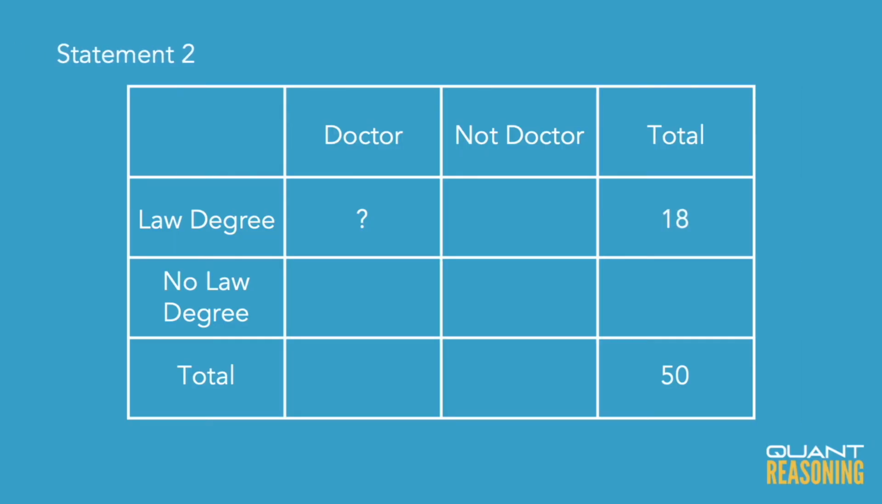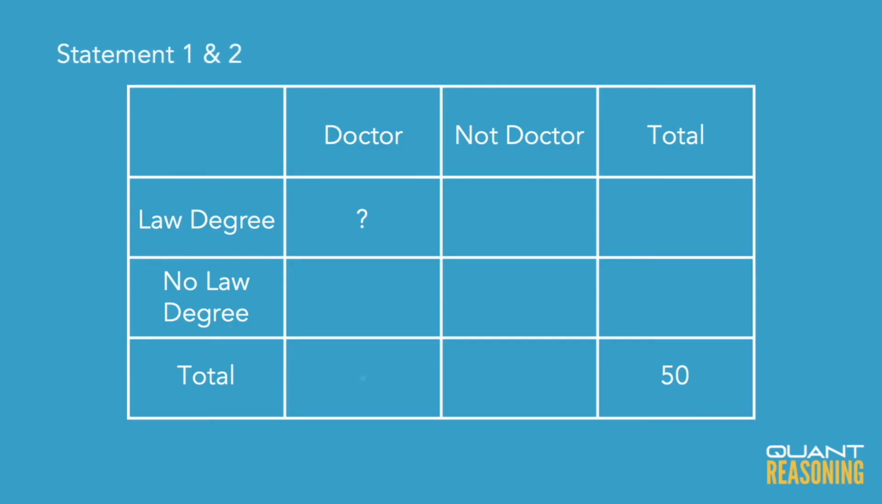It gives us the number of lawyers, so we could infer from that the number of non-lawyers, but how many doctor-lawyers are there? It's very similar to what we had with statement 1, and it's not going to be sufficient on its own either, so we can go ahead and eliminate B.